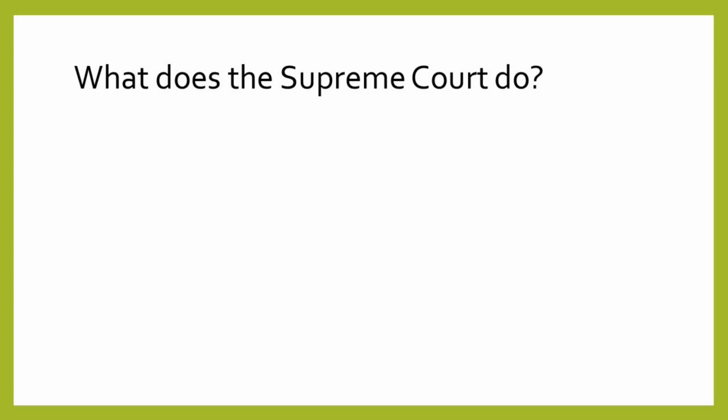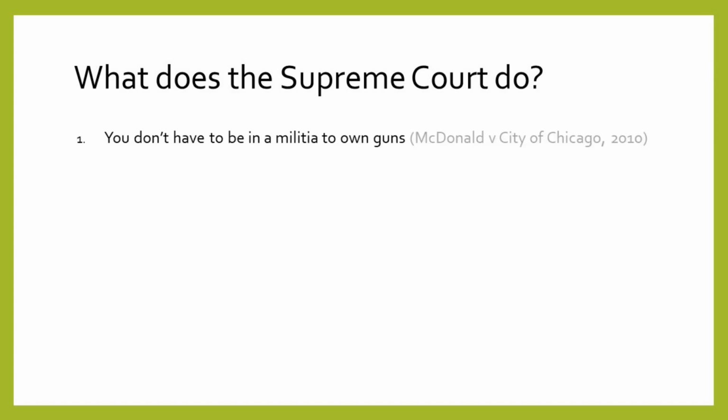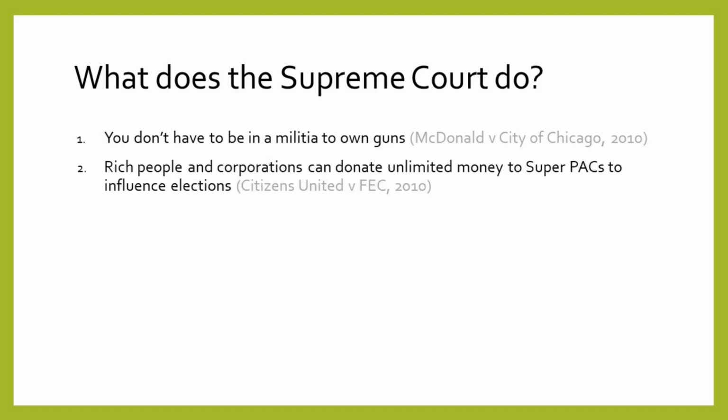And I'm going to limit myself to examples from 2010 or later so that you know these are fairly recent. So anyway, here's the list. Number 1. The Second Amendment protects your right to own guns for self-defense and not just for state militia activity. Number 2. Rich people and corporations can donate however much money they want to something called a super PAC to influence elections, as long as the super PAC doesn't directly coordinate with the candidates in those elections.